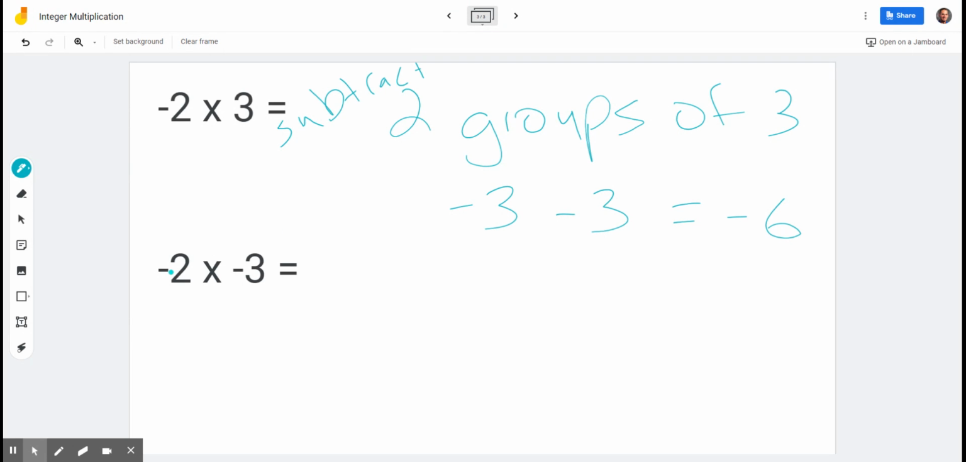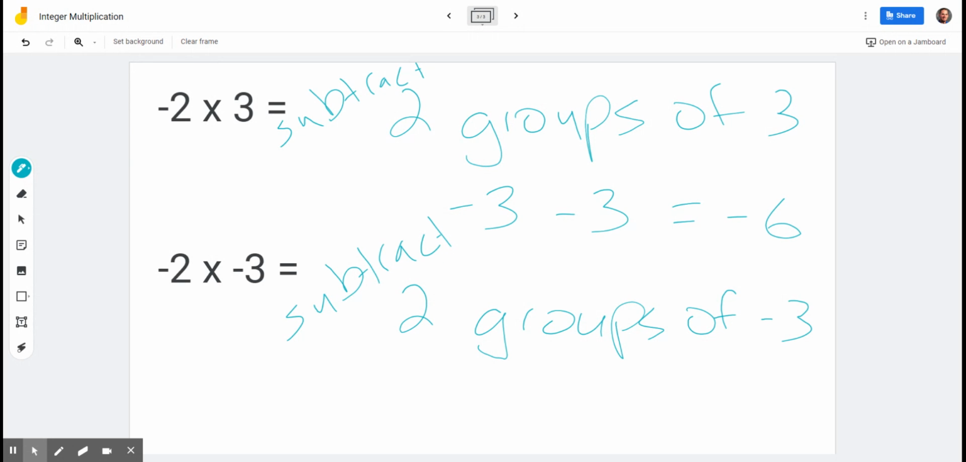So now the last example, the one that seems to be the most difficult and challenging for us, is negative 2 times negative 3. We're still going to start with two groups, this time of negative 3. But instead of adding like we did on the slide before, because we start with a negative, we're going to subtract.